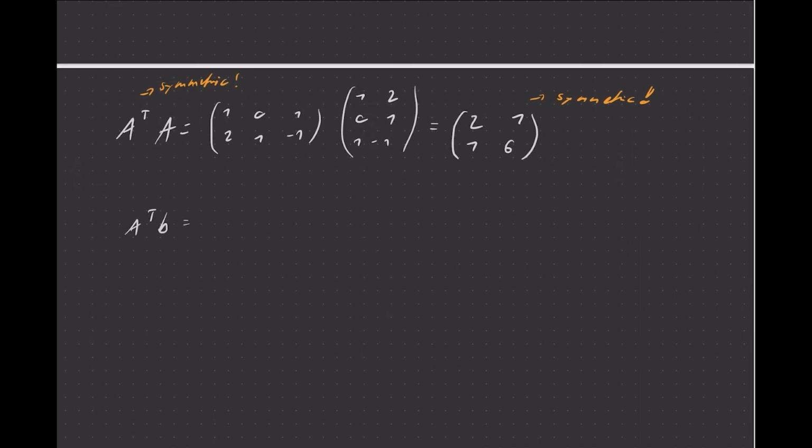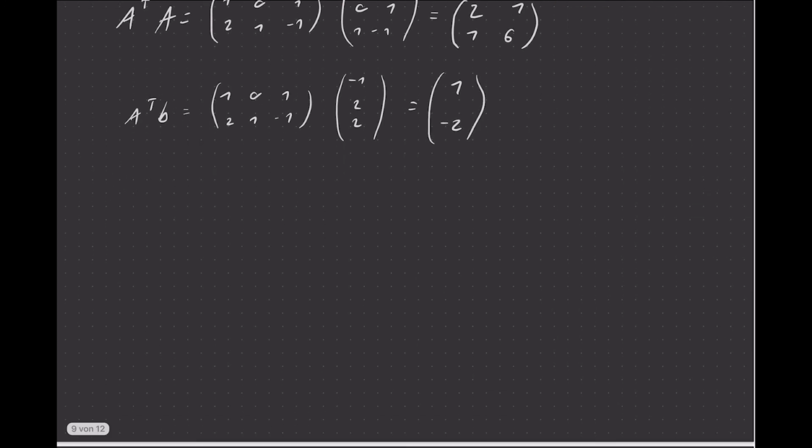A transposed B. Again, let's write down A transposed here. And B was a vector minus 1, 2, 2. And if we multiply that, we get, let's see, minus 1 plus 2, that's plus 1. And minus 2 plus 2 minus 2, that's a minus 2. So here's the system we need to solve. That is 2, 1, 1, 6, and the right-hand side is 1, minus 2.